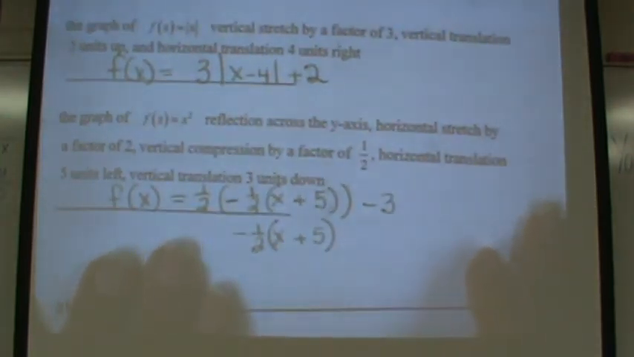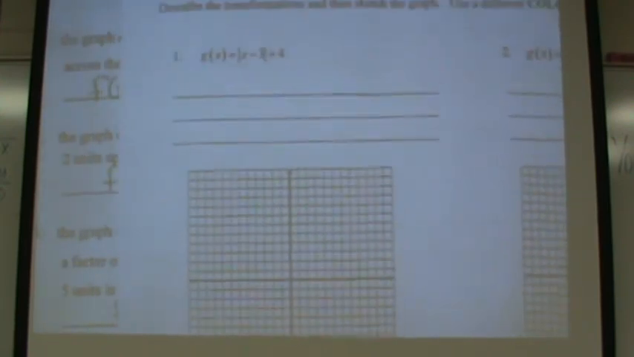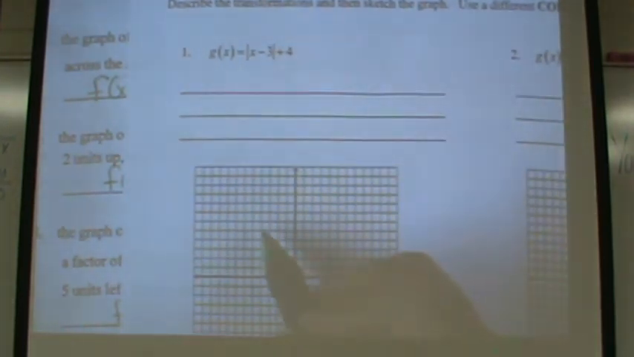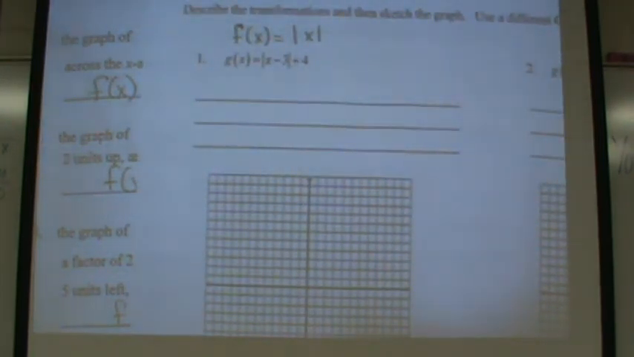Okay? So for homework tonight, what you have is 6 graphs. 2 of them don't have equations. What you're going to do on these 6 should take you about 5 minutes, really. I want you to graph the parent function. So for this one, it'd be absolute value of x. I want you to graph it. These are not harder than what we've gone over, they're easier.